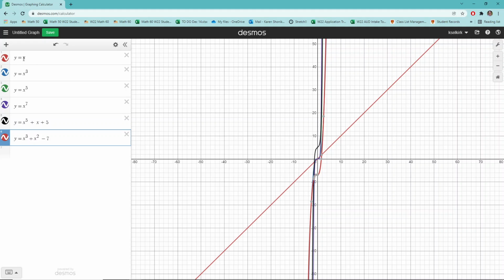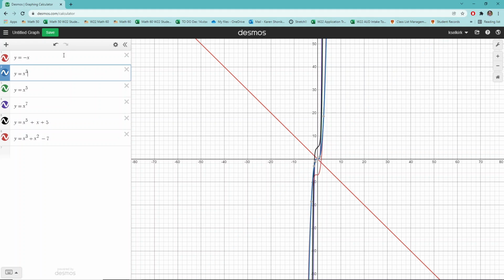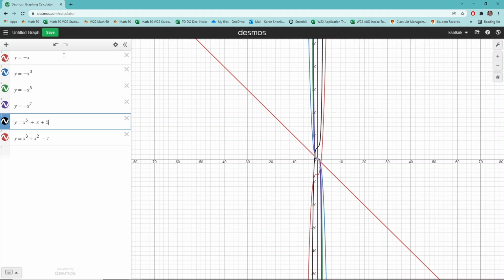Well, what about if I put a negative in here? So what if I say this is negative x, and this is negative x cubed, and negative x to the 5, and negative x to the 7, and negative x to the 5 plus x plus 5. So all I've done is given them negative leading terms, right? So the leading coefficient is negative. Now, instead of starting in quadrant 3 and ending in quadrant 1, they all start in quadrant 2 and end in quadrant 4. So it didn't matter what happened in the actual function. If the highest degree was odd and the leading coefficient was negative, it started in quadrant 2 and ended in quadrant 4.